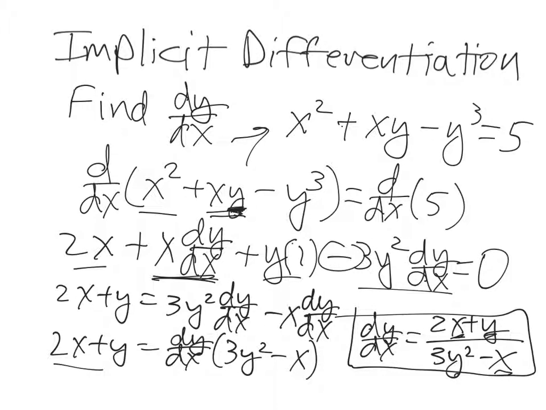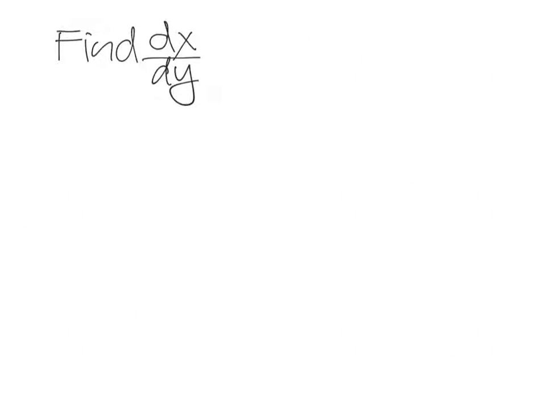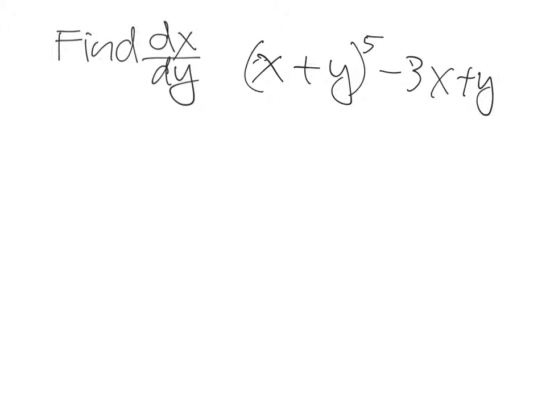Now, some slight variations with the implicit differentiation. We may have a problem of find dx by dy. Well, technically in this problem, we'd be calculating the derivative with respect to y.